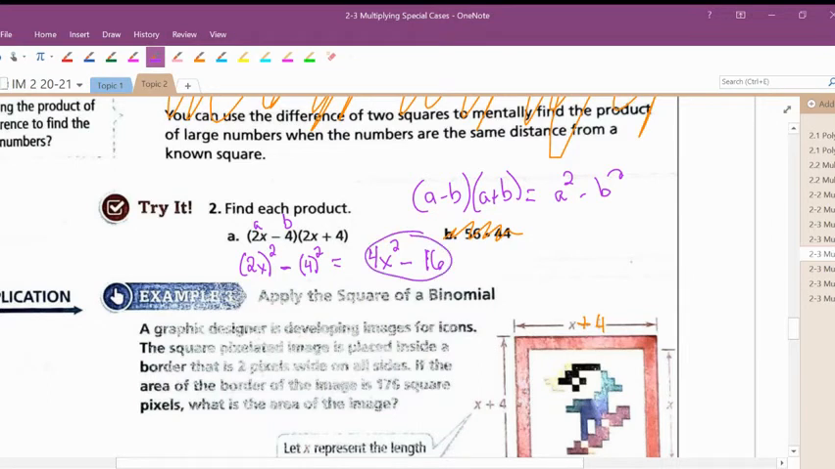Is it quicker to do it that way? Yes. Can you write it all out? That's fine.